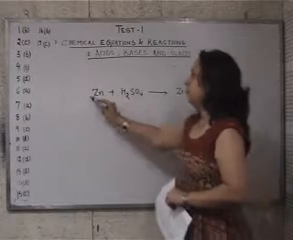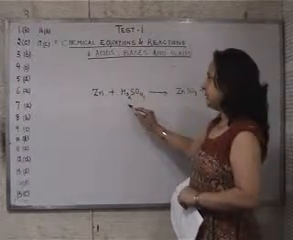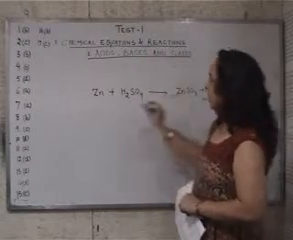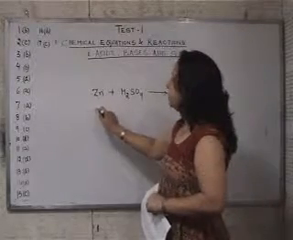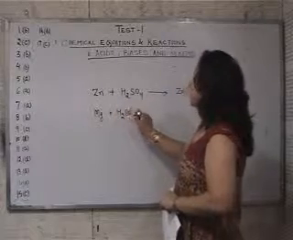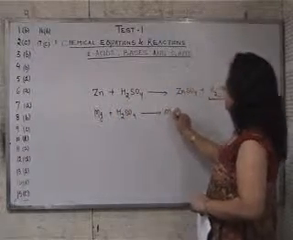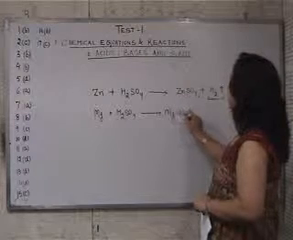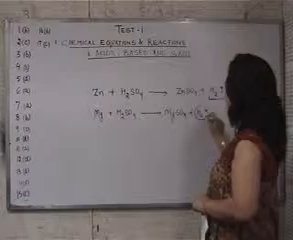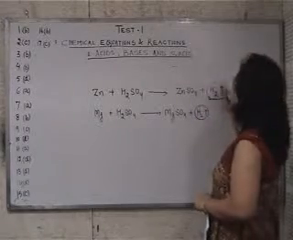Whenever a metal reacts with acid, we get salt plus hydrogen. If this reaction is written as magnesium plus sulfuric acid, again your option will be same, MgSO4 plus hydrogen. All metals react with acid to liberate hydrogen gas. Condition is metal must be reactive metal.